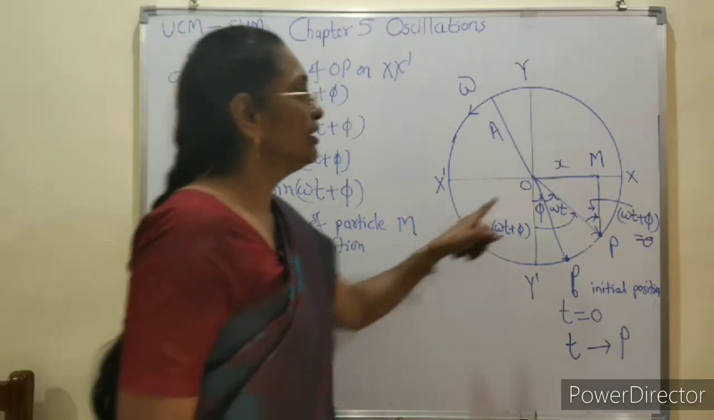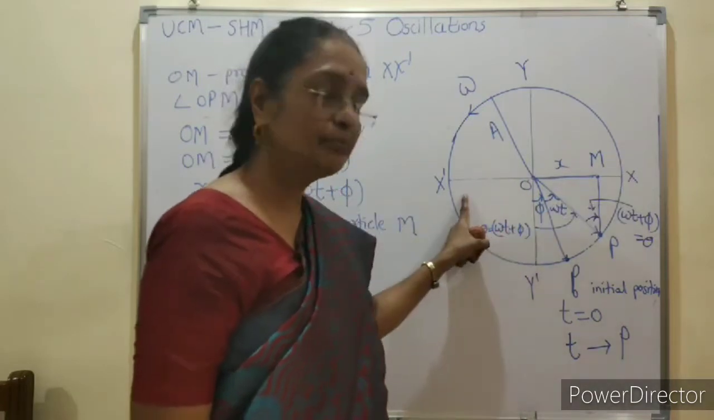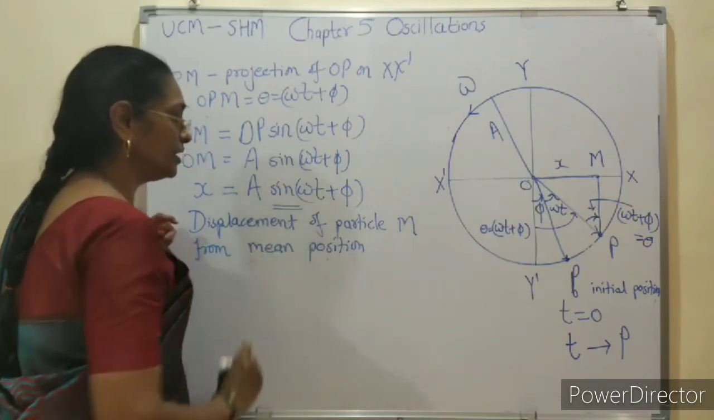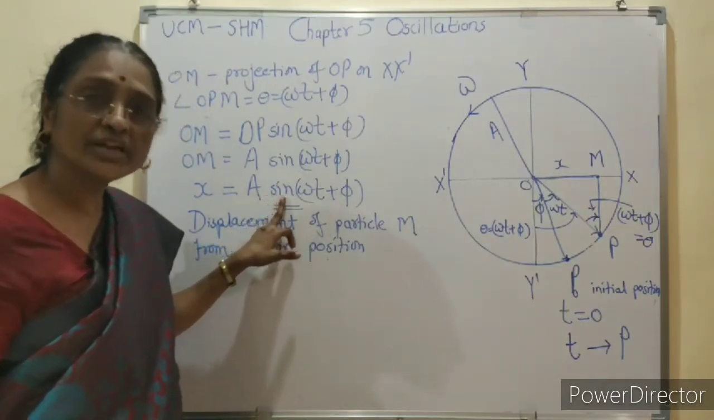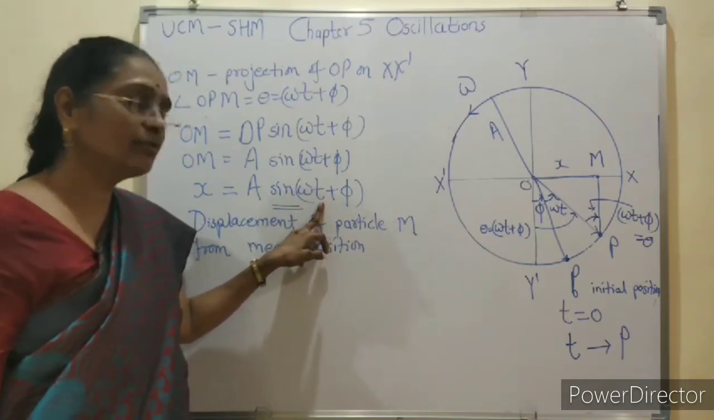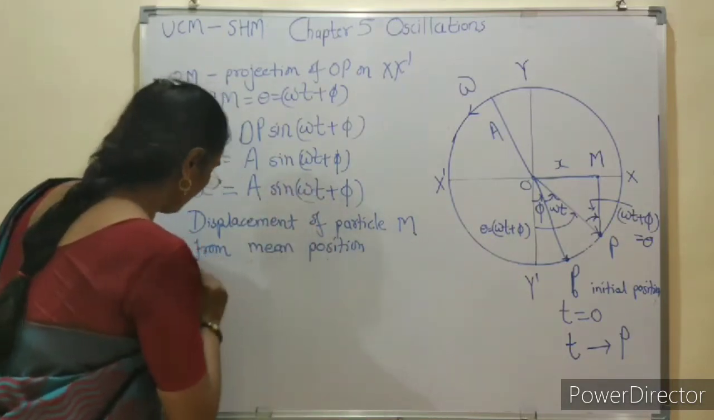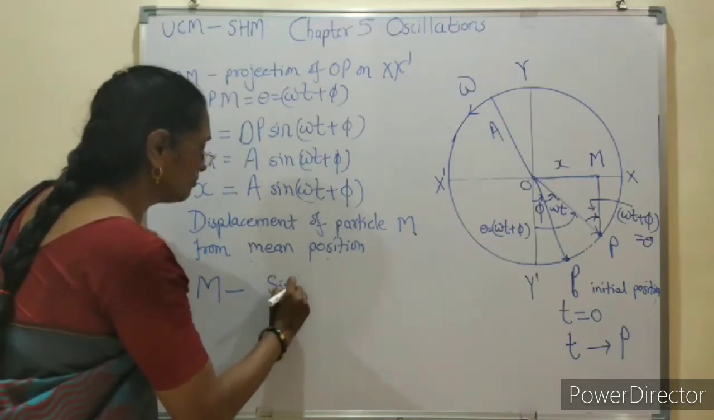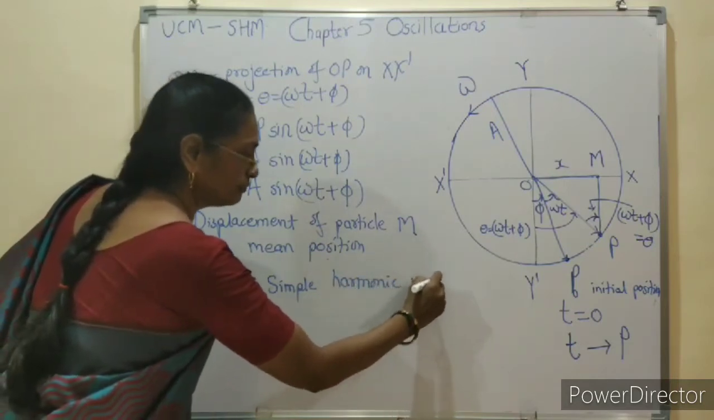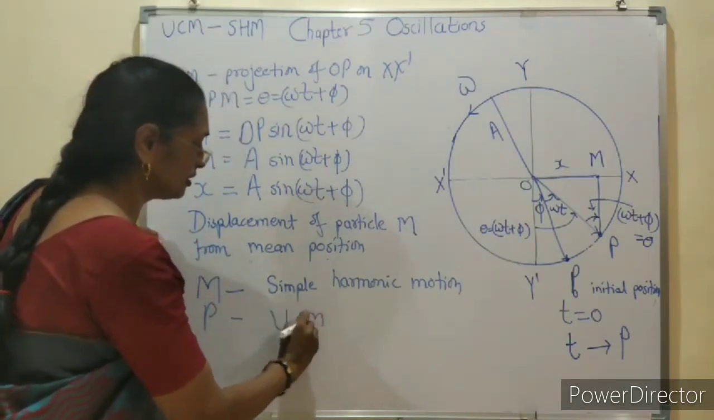We conclude here that M, the foot of perpendicular, is the particle performing simple harmonic motion, because its motion can be represented by the trigonometric function sine. There is a single function, sine. It repeats after equal intervals of time. Therefore, the motion of M is simple harmonic motion, while the motion of P is uniform circular motion.